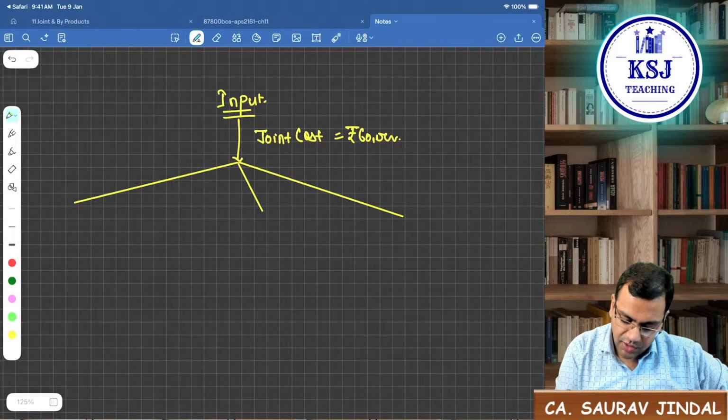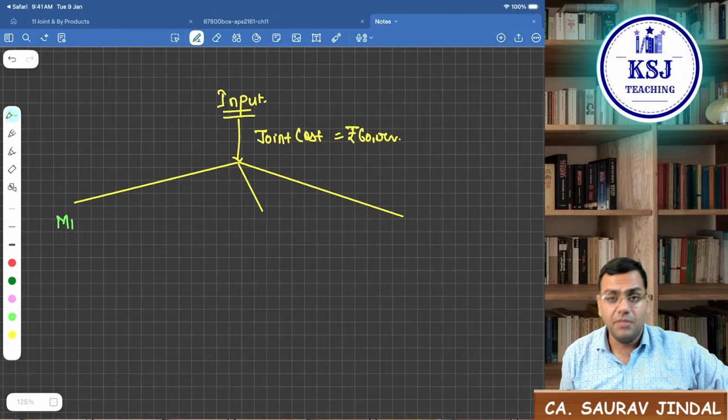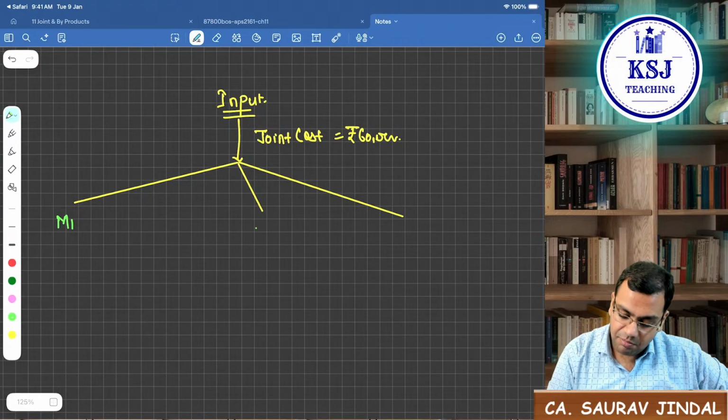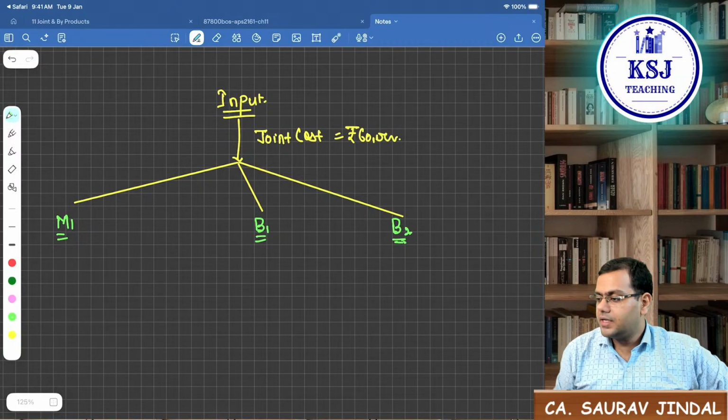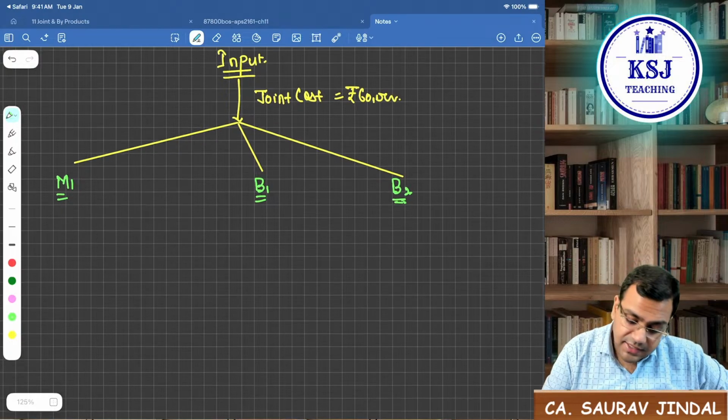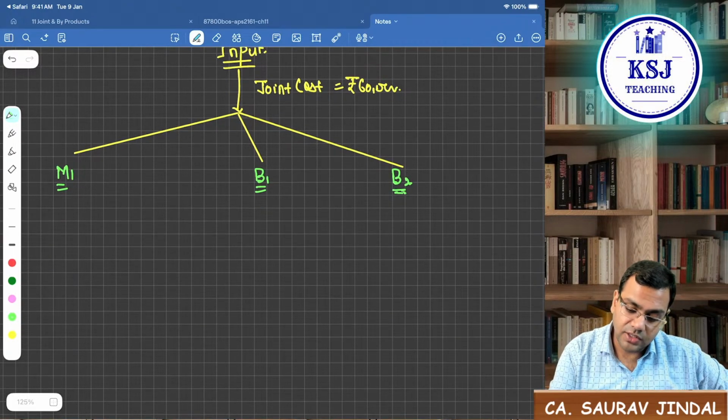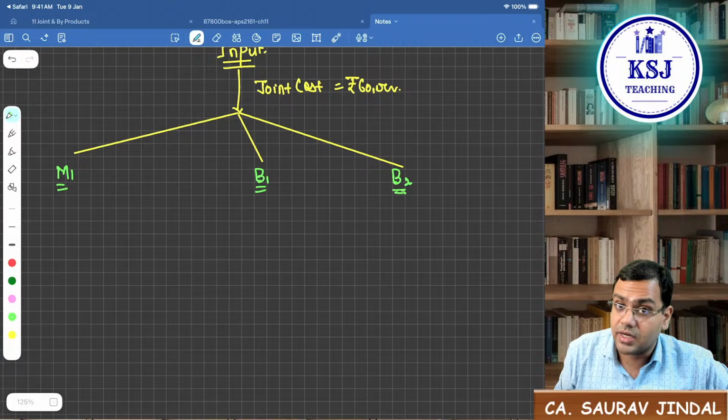You are getting a product M1. This is your main product. You are getting a byproduct B1. You are getting a byproduct B2. Now in this case, what should be done? How to distribute this joint cost of 60,000 between all the three products?